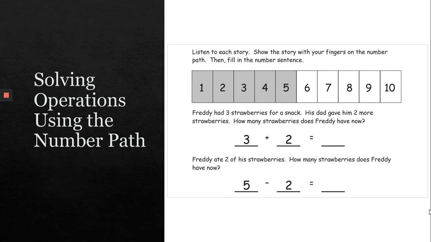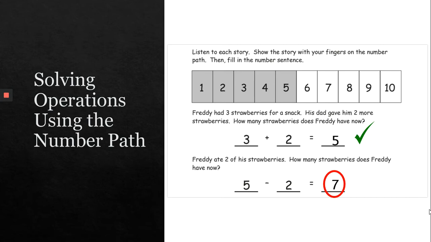Freddie had 3 strawberries for a snack. His dad gave him 2 more. How many strawberries does Freddie have now? 5, that's right. 3 plus 2 equals 5. So Freddie now has 5 strawberries. So let's continue on. Freddie ate 2 of his strawberries. How many strawberries does Freddie have now?